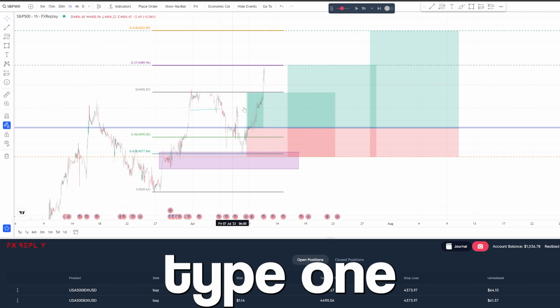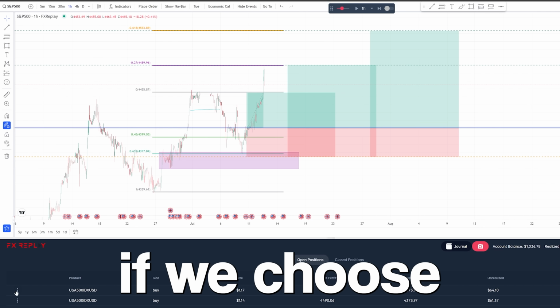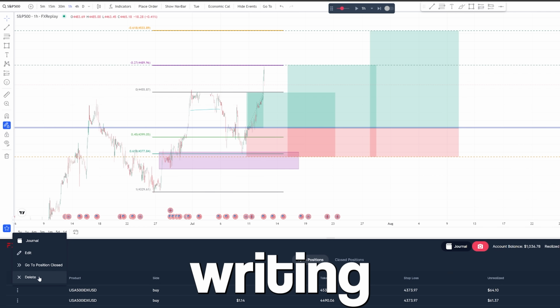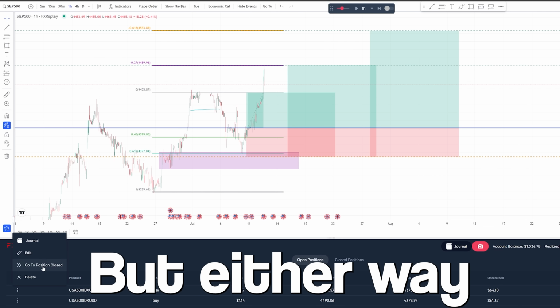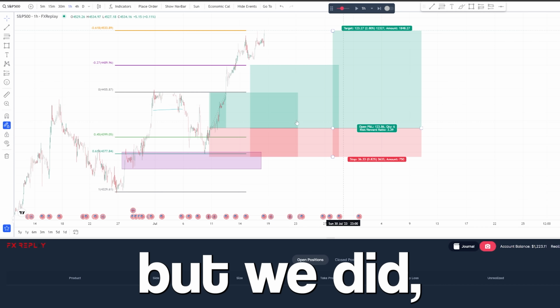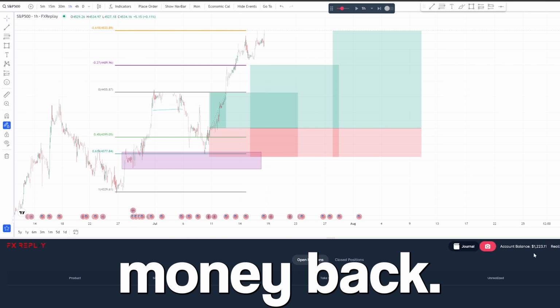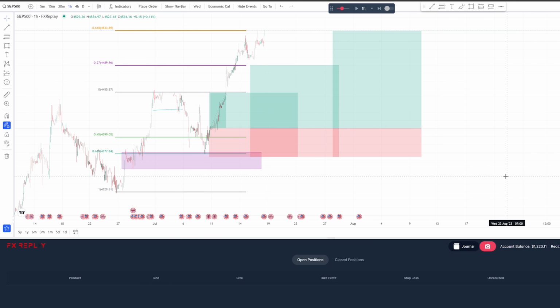So immediately TP1 smash. We can now exit out of that one trade if we choose to, or we can decide to keep riding this trade. But either way it goes, if we want to close out our trades, which I clearly didn't mean to, but we did, either way it goes, we basically made our money back. So once again, guys, this is pretty much how this whole thing works.